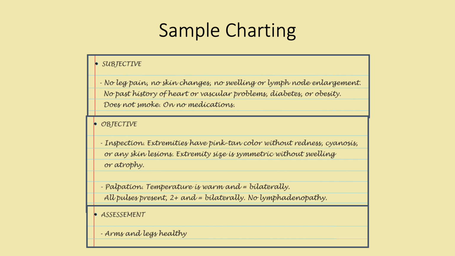Note that here it just says all pulses present are 2 plus. So because they're all normal, they didn't list out the different pulse areas. But if you had an abnormality, this is when you would list out the pulses.